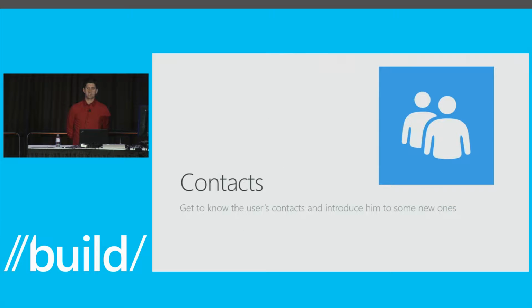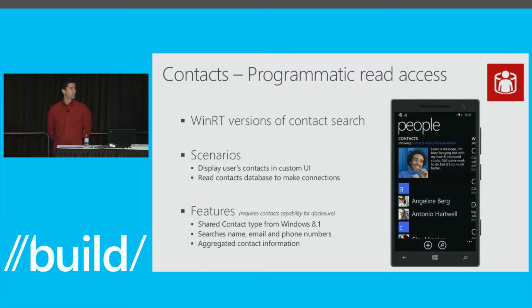So the first of the data types that I would like to talk about today are the user's contacts. And the first of the API sets is programmatic read access to the contacts database. This falls under the theme of the rich access to user data, where your application is able to read the contact store and know which contacts that your particular user already knows.